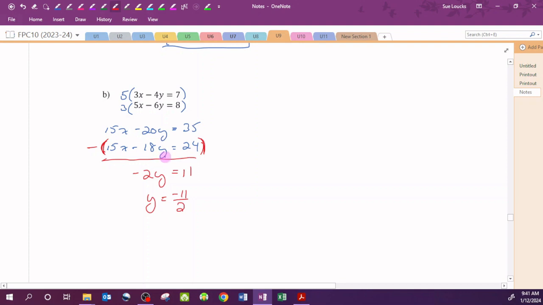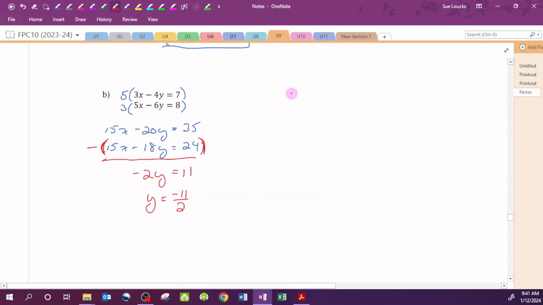So when you get a fractional answer, it's easier usually to just do elimination again to eliminate the other variable rather than substitute in a fraction answer for something. Not always, but you never know. So let's just do it that way, okay?